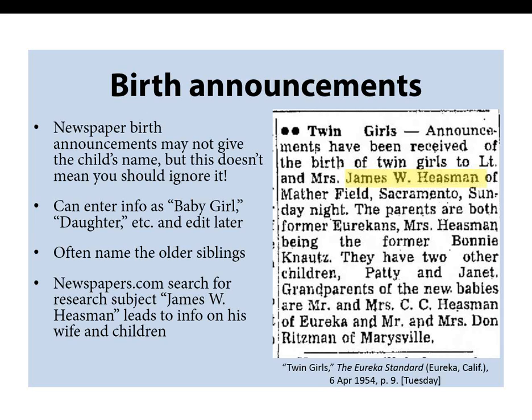Birth announcements can also be a good resource. However, they often do not give the name of the newborn child. So this is an example of that. I was researching James W. Heisman, again on newspapers.com, and I came across this birth announcement for his twin daughters. While it does not give the names of the 2 newborn twin girls, it does actually give me quite a bit of information about James's immediate family. I get the name of his wife and his 2 older children, Patty and Janet. So once again, I can create a basic family tree from this one birth announcement.